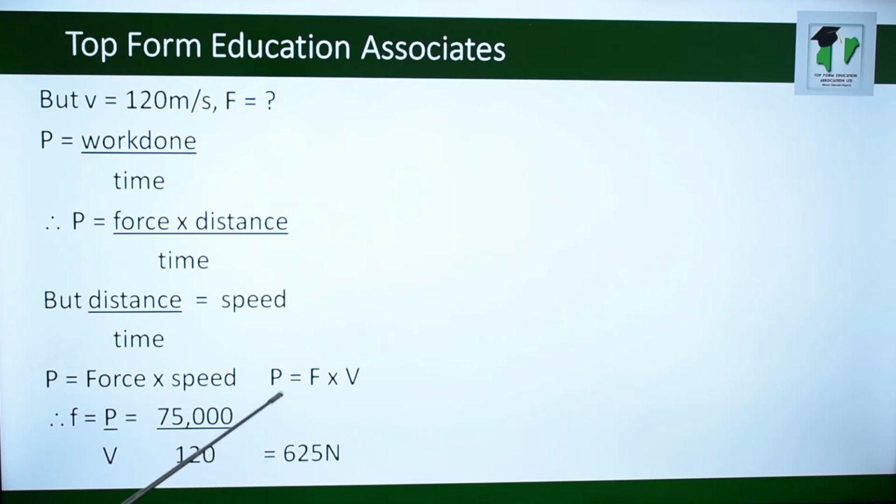So if you substitute, if you now make F the subject of the formula, F is equal to P over V. Are you getting it? So our power here is 75,000, which we have gotten before now. In the last page, we have gotten our power to be 75,000 watts. So our V in the question is 120 meters per second. So if we divide P by the V, which is the velocity, that gives you 625 Newton.